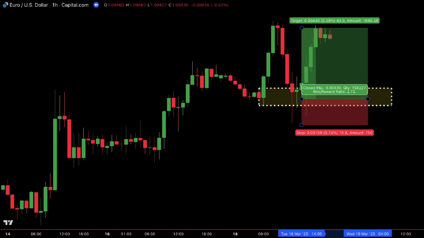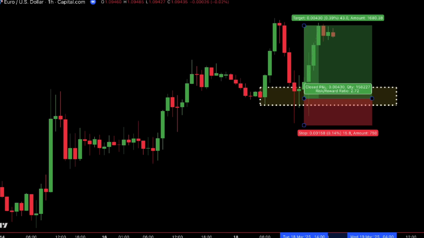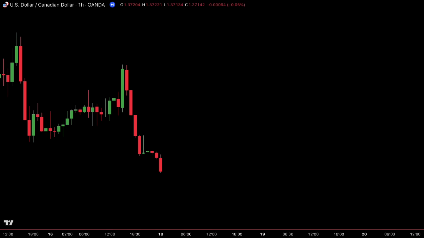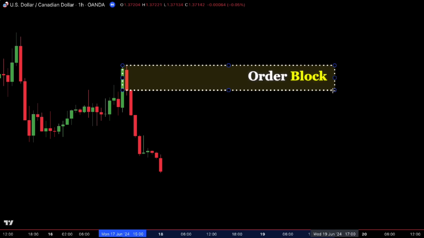This is a textbook example of how powerful order blocks can be when combined with market structure and multi-time frame analysis. Now, let's flip things around and look at a bearish scenario. This is the US dollar, Canadian dollar on the hourly chart. As you can see, the market is trending lower, forming a series of lower lows and lower highs. Here, we've identified a clear order block.